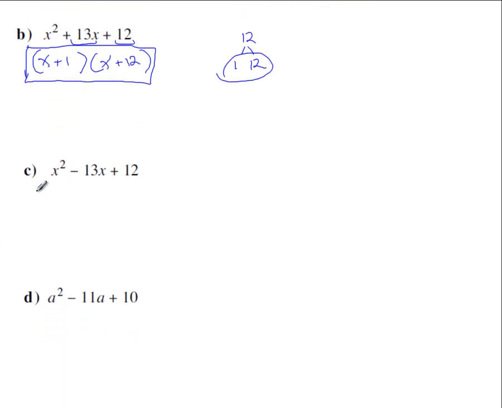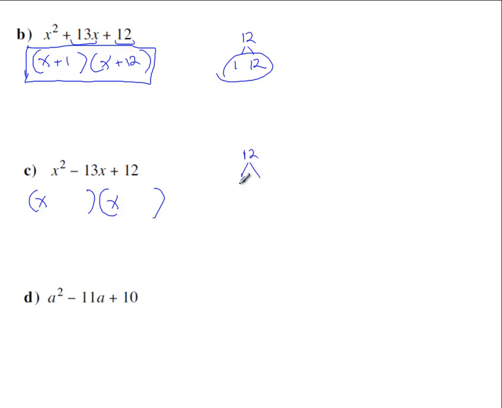This one, no coefficient in front of the x squared again, so split it into two brackets. X is the first thing in each bracket. Now we need to find two numbers that multiply to get positive 12 and add to get negative 13. So if two things are multiplying together to get a positive number and adding together to get a negative number, a negative times a negative is a positive, so they have to be both negative numbers. Because if they're both positive numbers, they'd add up to be positive. If we had one negative and one positive, they'd multiply to be a negative number. So it has to be two negative numbers here.